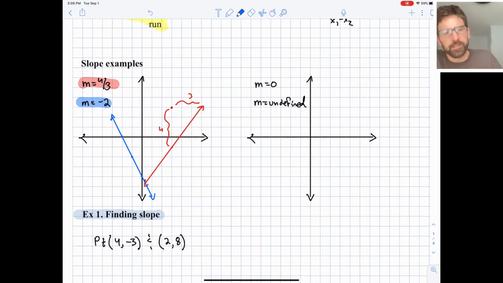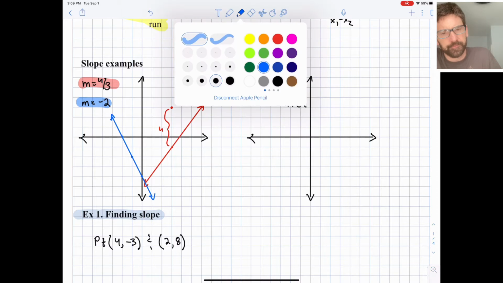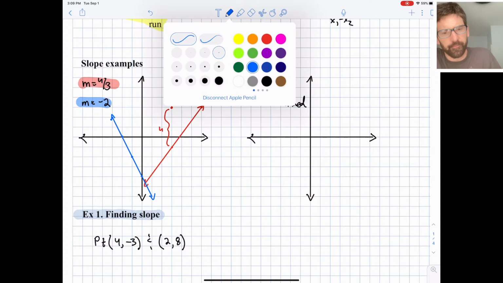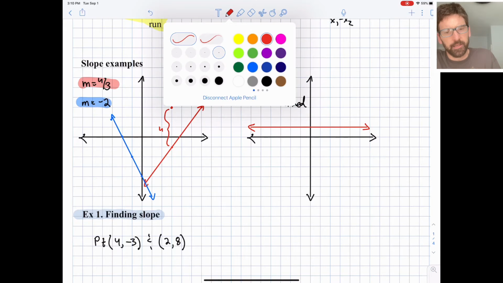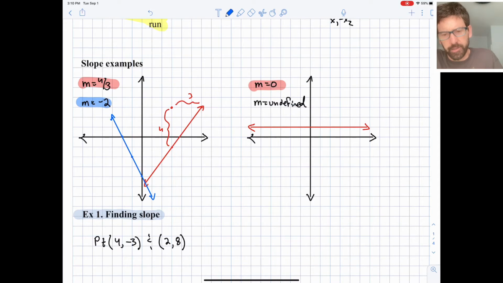Okay, slope could be 0. That is a flat line, a horizontal line, and an example of that sort of line would be this one right there. And then lastly, a slope could be undefined, and that would be an example of a vertical line. So there's an undefined slope with a vertical line.